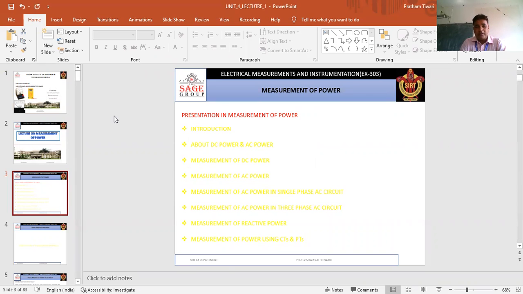Number one, introduction. Number two, about DC power and AC power, measurement of DC power, measurement of AC power, measurement of AC power in single phase AC circuit, measurement of AC power in three phase circuit, measurement of reactive power, measurement of power using CTs and PTs. But in this chapter, we have discussed the introduction of AC and DC power measurement, about DC power and AC power, measurement of DC power and measurement of AC power.